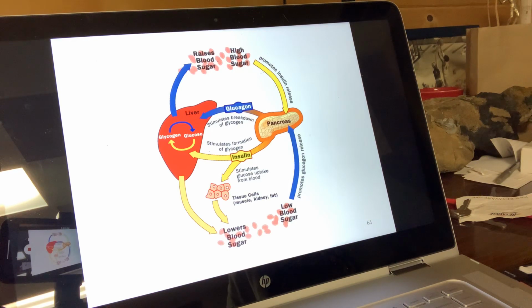Another diagram showing the same thing. Here's your pancreas. Basically, if your blood glucose level is high, the pancreas produces insulin, which takes glucose into the cells, lowering your blood glucose level. If your blood glucose level is low, the pancreas secretes glucagon, which tells the liver to take glycogen, which it's stored, break it down into glucose, and spit it out into the bloodstream, raising it back up to normal.